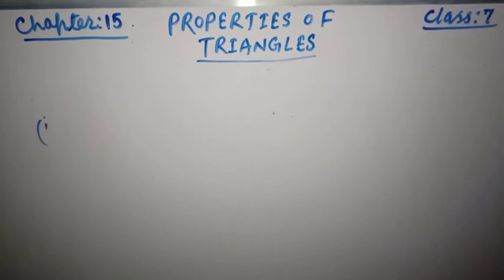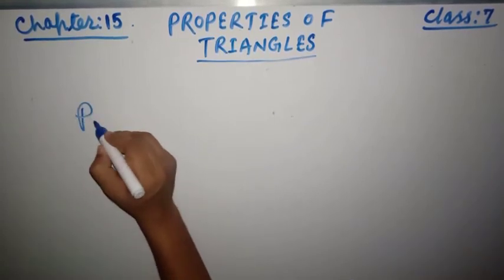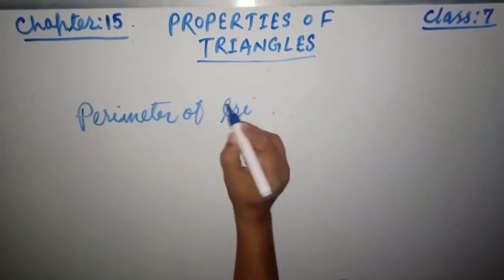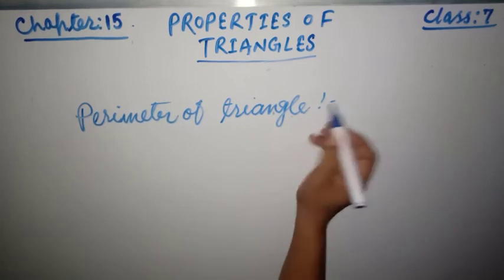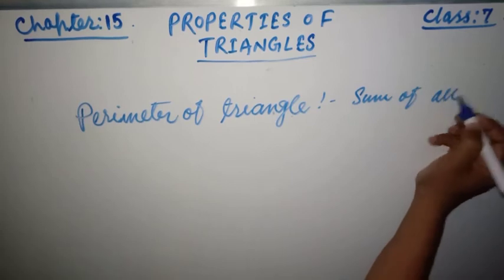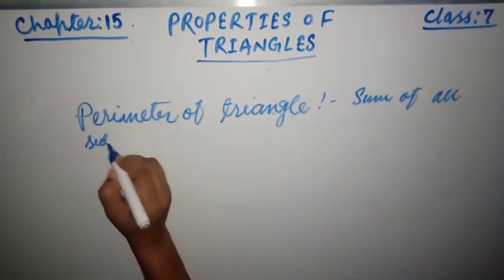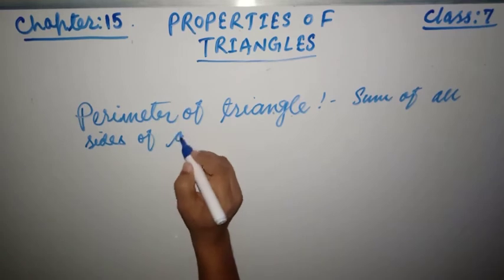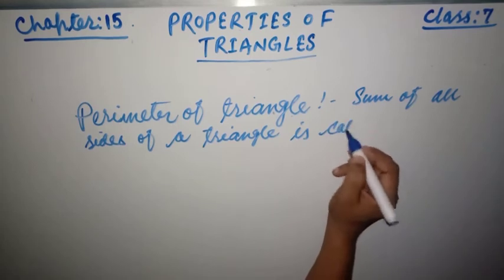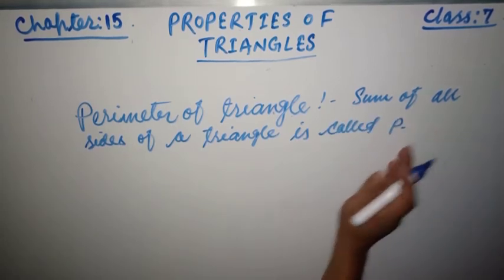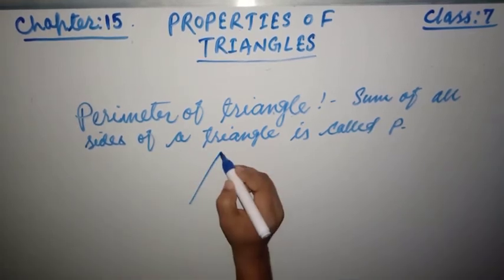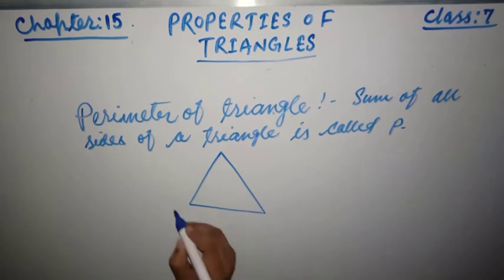What about the perimeter of a triangle friends? Perimeter of a triangle, very simple friends. Perimeter of a triangle is the sum of all sides, means the sum of the three sides of a triangle is called the perimeter of a triangle.